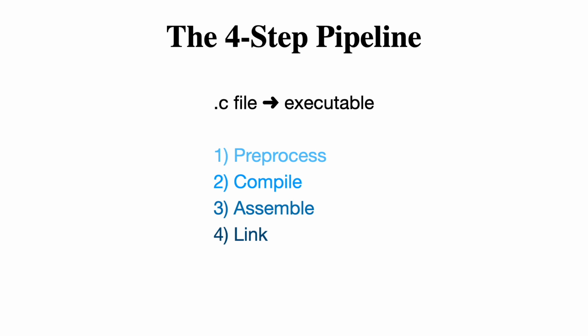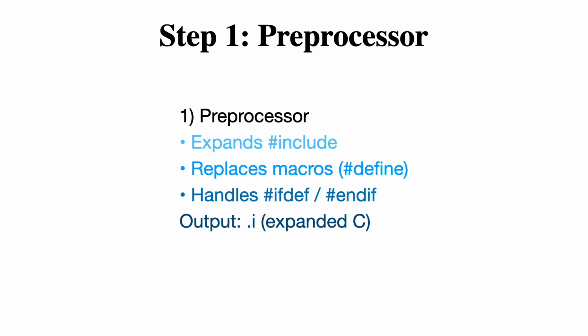Your .c file does not become an executable in one step. It passes through 4 stages: preprocessor, compiler, assembler, and linker. Let's break down what each stage does and what it produces. Step 1 is the preprocessor. It is basically a smart text expansion. It copies header files into your code, replaces macros, and handles conditional compilation. The output is expanded C code, often called a .i file.